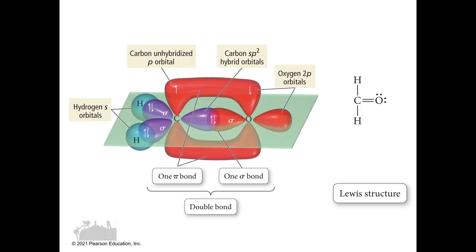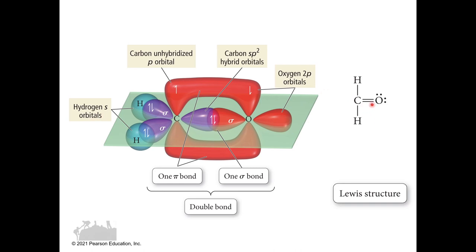Here we have the Lewis structure and the orbital scheme of formaldehyde. Let's take a look at this single bond between carbon and hydrogen. We see that it is a sigma bond, so the overlap occurs along the internuclear axis. Don't forget, hydrogens do not hybridize, so these orbitals are just your regular s atomic orbitals.